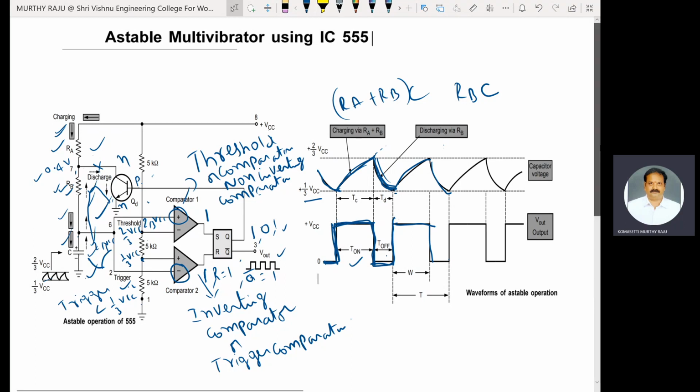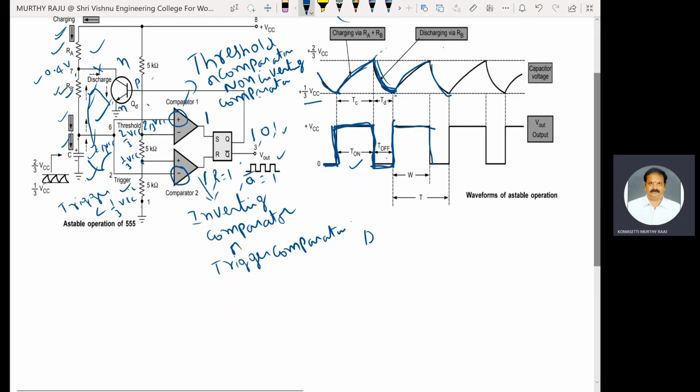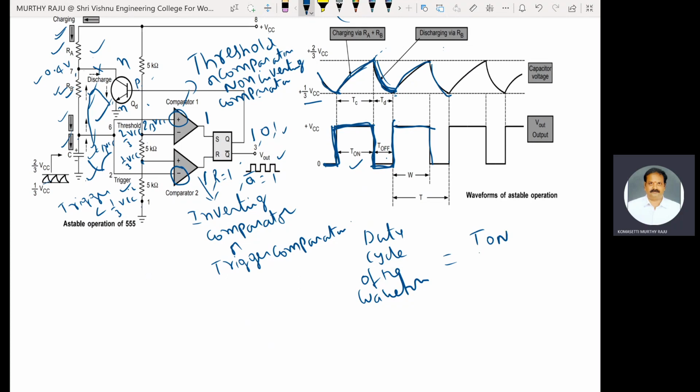Duty cycle of the waveform is equal to T on by T into 100. T is nothing but T on plus T off. T on is the width of the pulse, so duty cycle is W by T into 100. This is the duty cycle of the waveform.